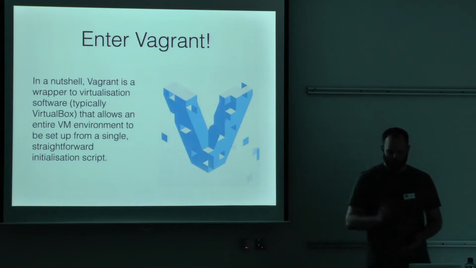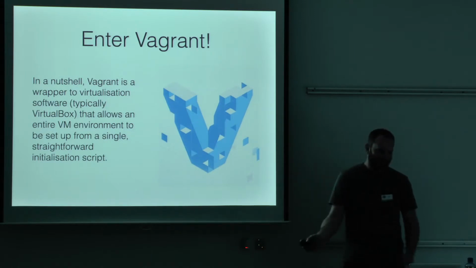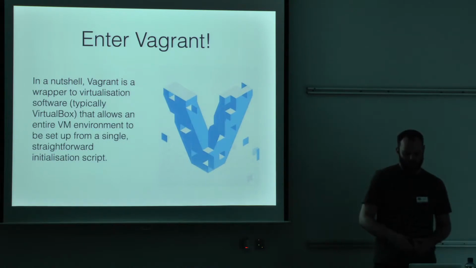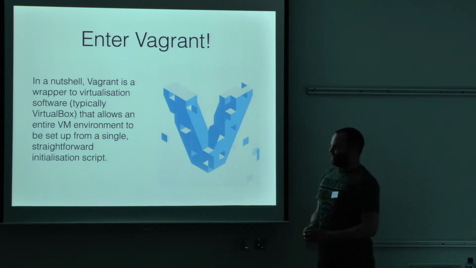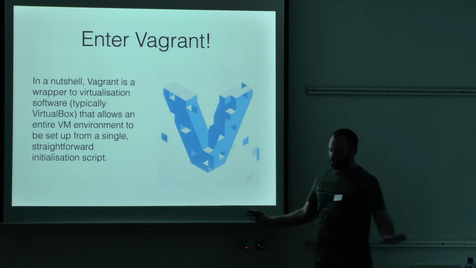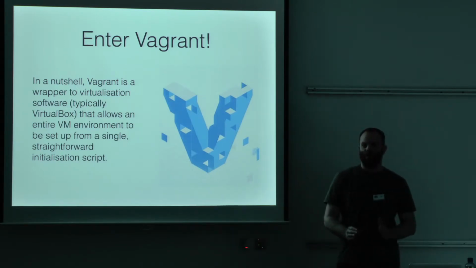So, enter Vagrant. Okay. In a nutshell, Vagrant is a wrapper to virtualization software, typically VirtualBox. Some people use it with VMware, some people use it with other providers. That allows an entire VM environment to be set up from a single, straightforward initialization script. Okay? So the whole process of setting up a VM, installing software into it, getting your network set up, all that other stuff that can be fiddly, difficult to work with, is distilled down into one script.